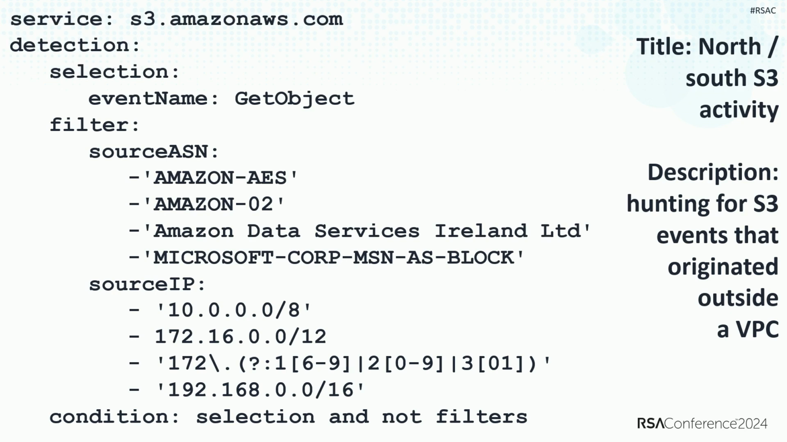This is another one. Another good potential hunt is north-south S3 activity. What I mean by that is S3 data activity that originated from outside your VPC, from outside your cloud account, from somewhere outside in the world. Remember, in the prod table, most of it was coming from a couple of ASNs, and that is almost certainly going to be benign because it's high volume and it's working in prod, so it's activity that we can most likely reconcile as benign.